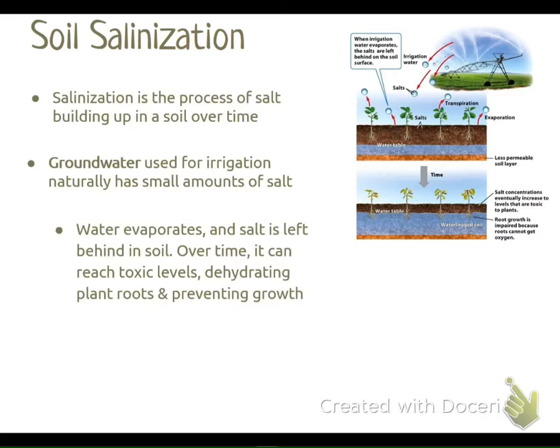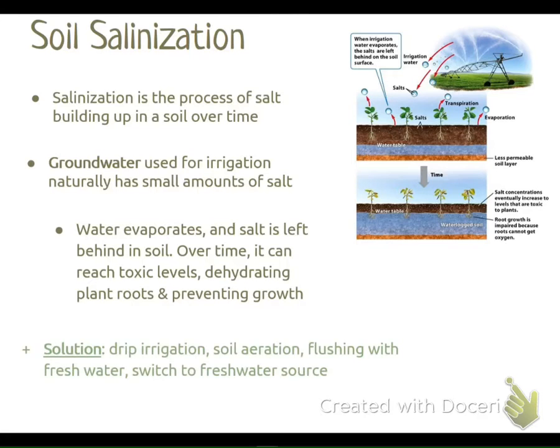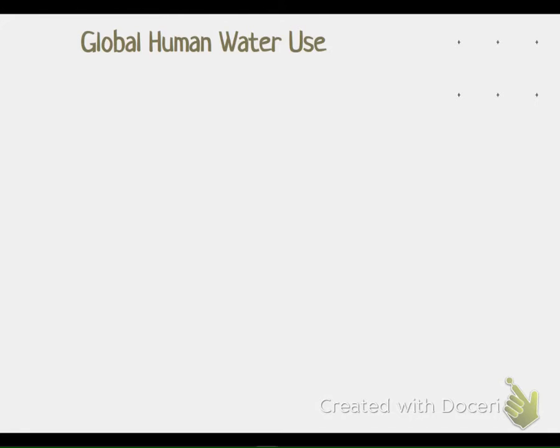In the San Joaquin Valley, where this has been used for long periods of time, there are areas where the soil salinization is toxic. They can't grow any plants. Before it's toxic, it dehydrates the plants, preventing growth. Solution: let's use drip irrigation again, soil aeration, and flushing with fresh water, which tries to get rid of the salt.